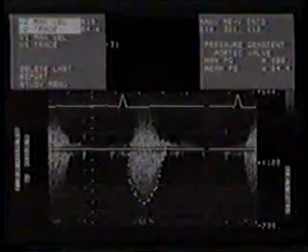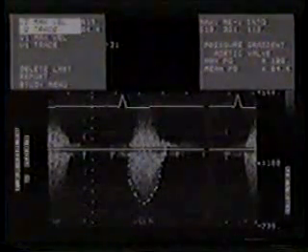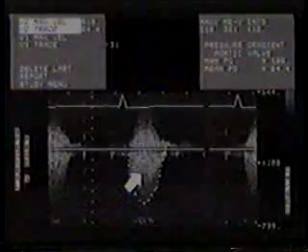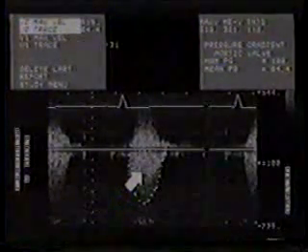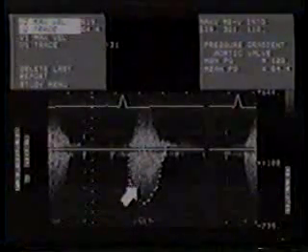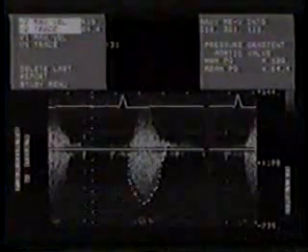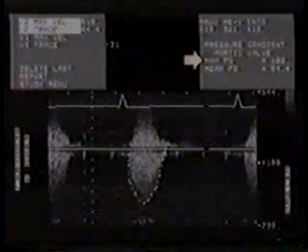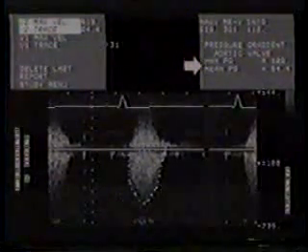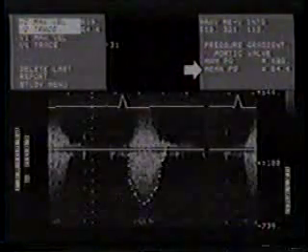This Doppler information was obtained from a 75-year-old female with aortic stenosis. A nice, complete Doppler envelope has been obtained using an apical transducer position. The spectrum has been traced. The maximum gradient is 108 millimeters of mercury, and the mean gradient is 64.